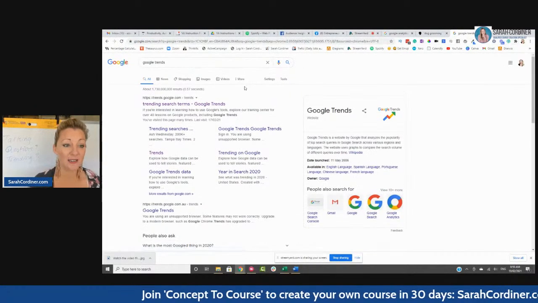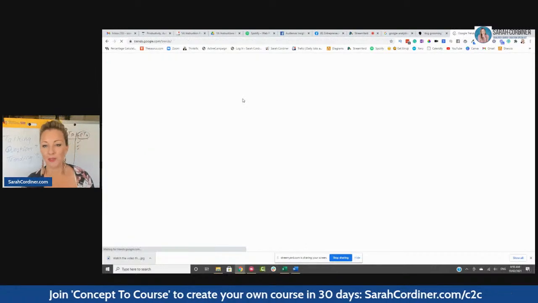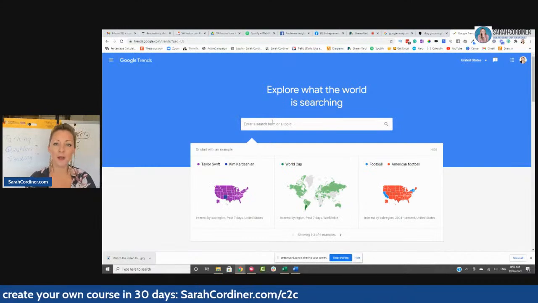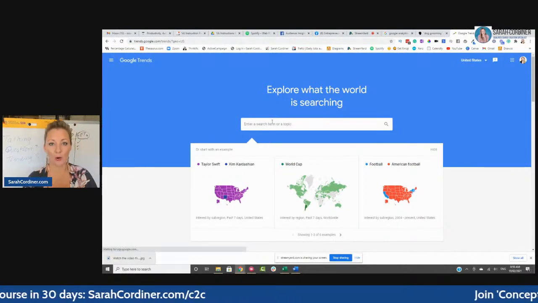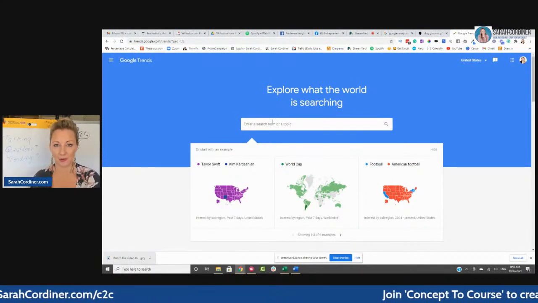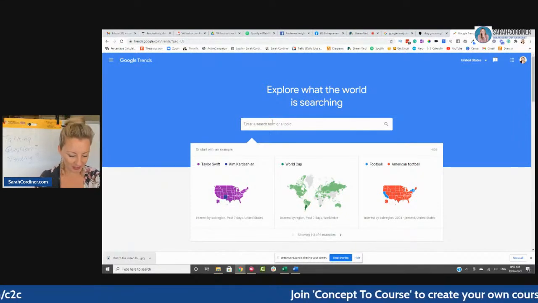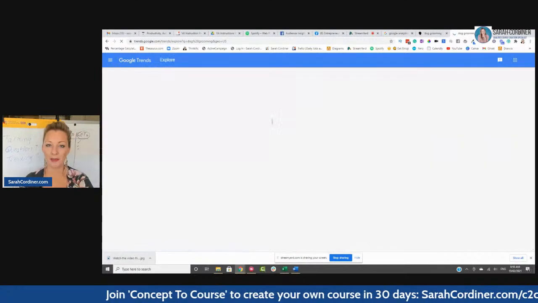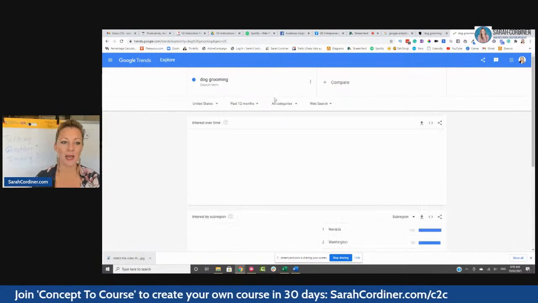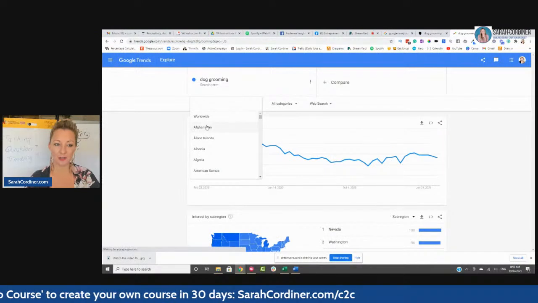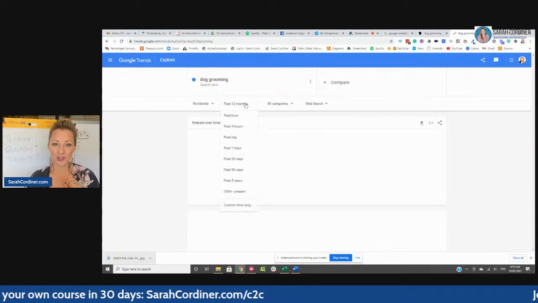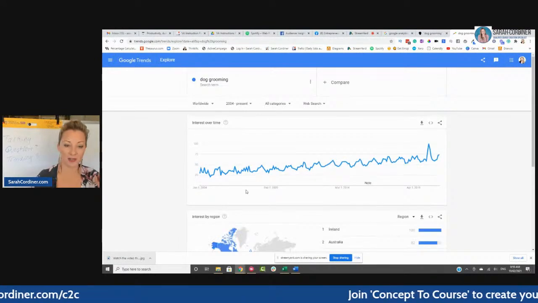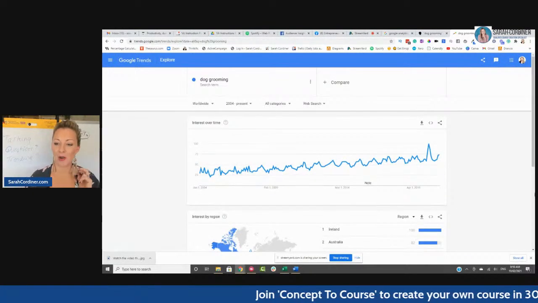Now what this basically does, it's Google who track what people type into the internet all the time. They track everything you do. And you're going to go and type in your course idea keyword, your course idea topic. So let's pretend again, let's do dog grooming. That was my example a moment ago. I'm going to type in dog grooming. That's the course I'm going to go and create. I'm going to change the location to worldwide, change the duration from 2004 to present, because that's when Google started collecting the data, and see what happens.